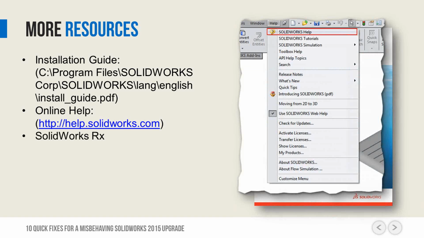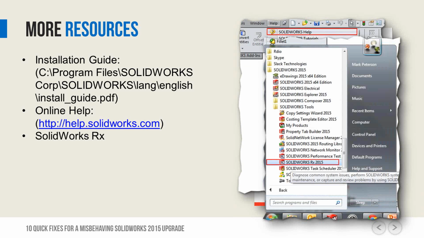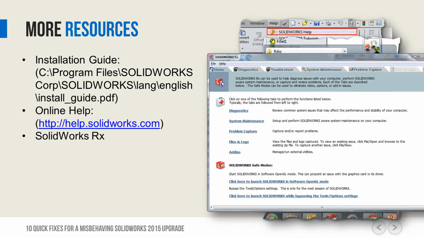SolidWorks RX is also a useful tool that we can use. It's installed with SolidWorks. So all you have to do is go to your start window, all programs, SolidWorks 2015 or whatever year version you're running, and then SolidWorks tools. Then you can just run SolidWorks RX. That interface looks like this, and the concept with SolidWorks RX is that you can perform some diagnostics or system maintenance on your computer. You can see if your graphics card is supported. You can run some safe mode, so if SolidWorks won't open for some reason, you can try to run SolidWorks in a safe mode using SolidWorks RX.